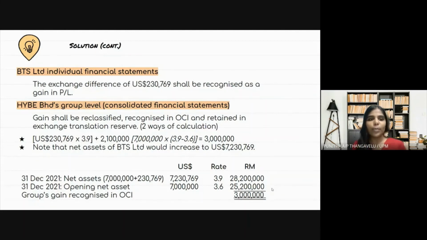The difference between the closing net asset and the opening net asset will result in the group's gain recognized in other comprehensive income, which is 3 million. So both methods will result in the same amount, which is 3 million. So moving on to the next slide.